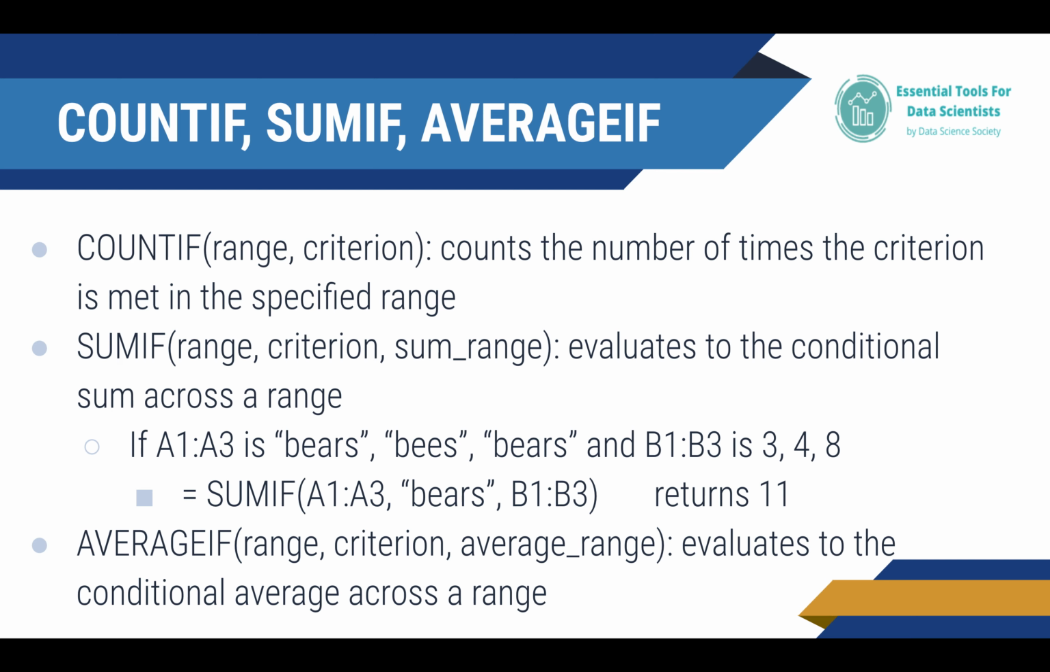Sum if, same thing, except now we're going to say that A1 through A3 is our range, and A1 through A3 takes values bears, bees, and then bears. And B1 through B3 takes values 3, 4, and 8. So we're going to sum the B range every time the A range is equal to bears. So that would be A1 and A3. So then we're going to sum B1 and B3. We're going to get 11. Average if works exactly the same way as sum if.